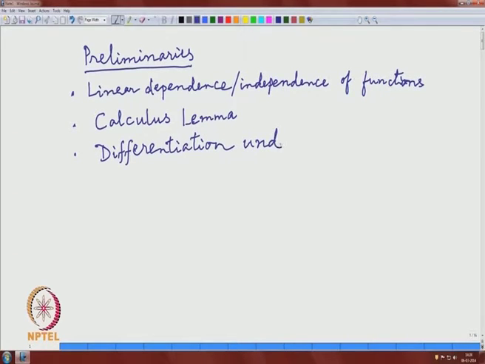This is going to be used, for example, in the study of boundary value problems using Green functions under an integral sign. And then we will also learn something about Taylor's formula, which will be used in the linearization theory of nonlinear equations.